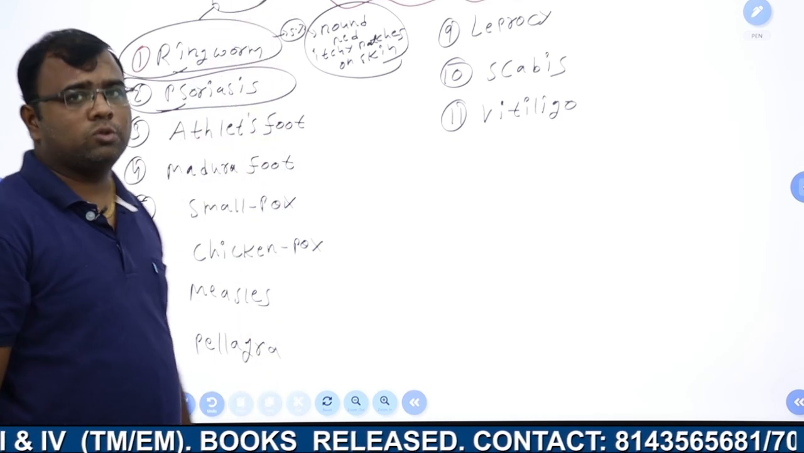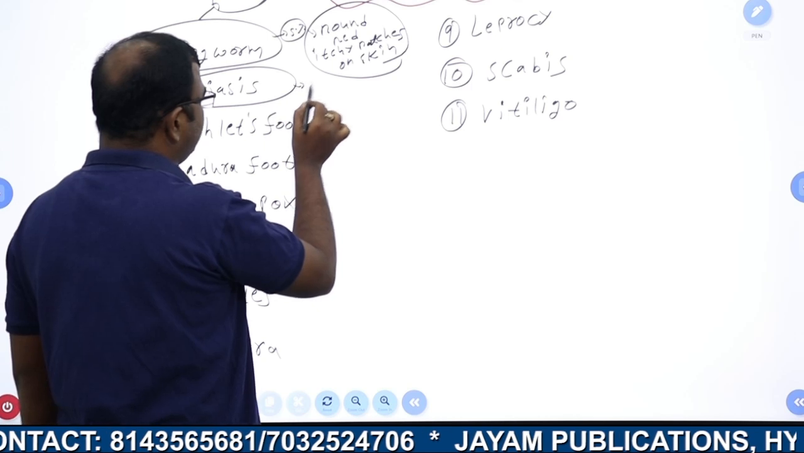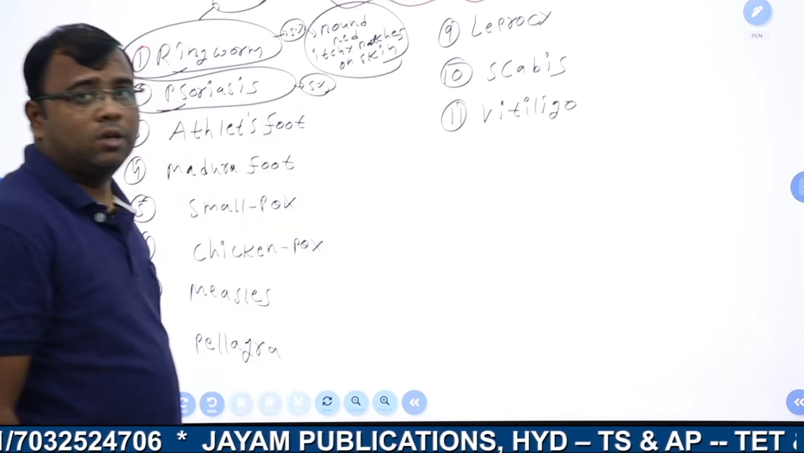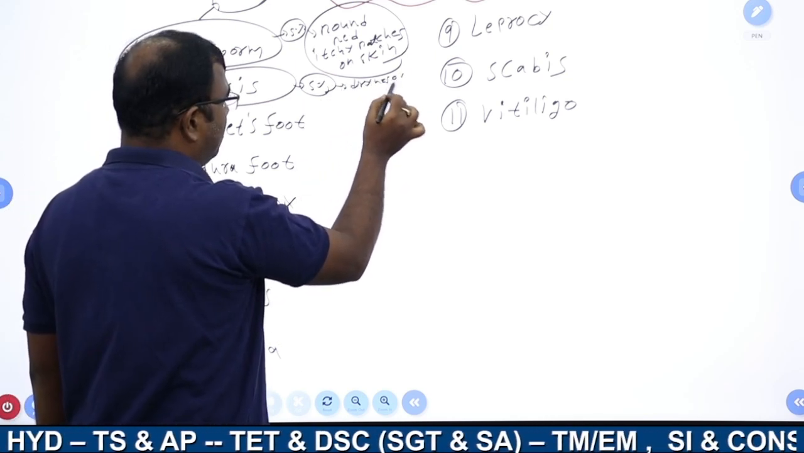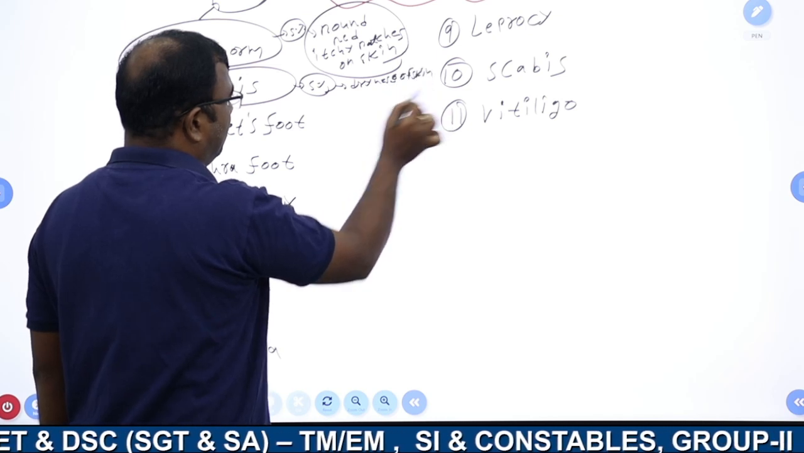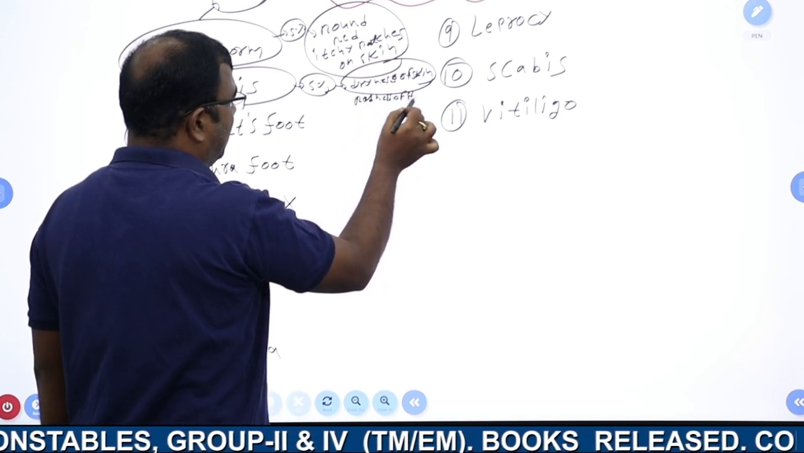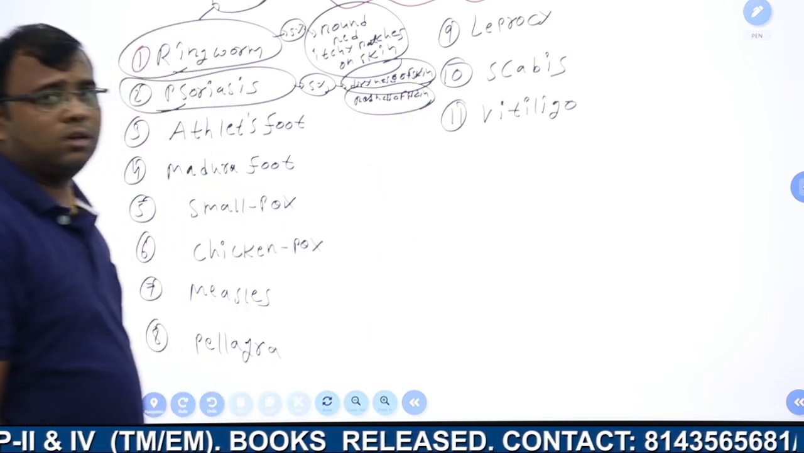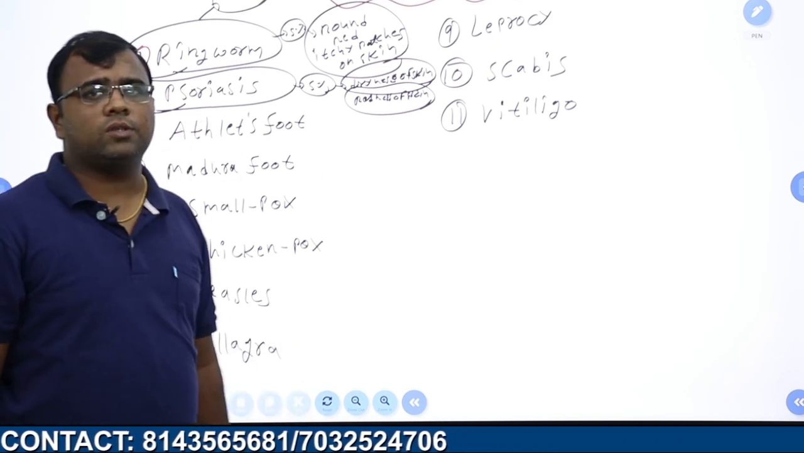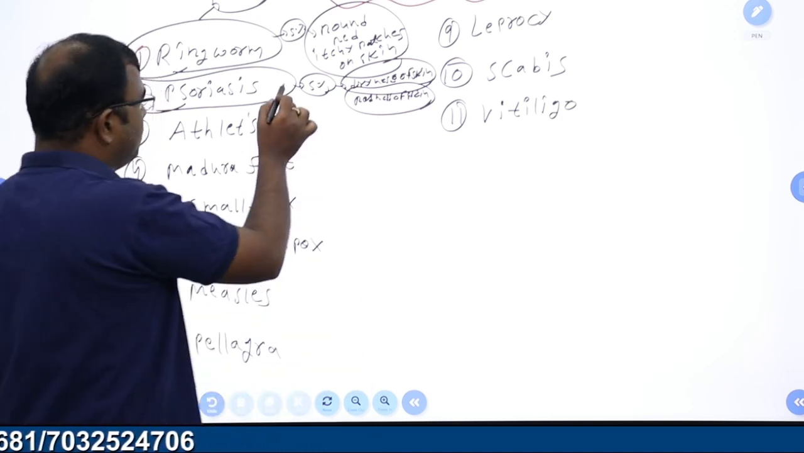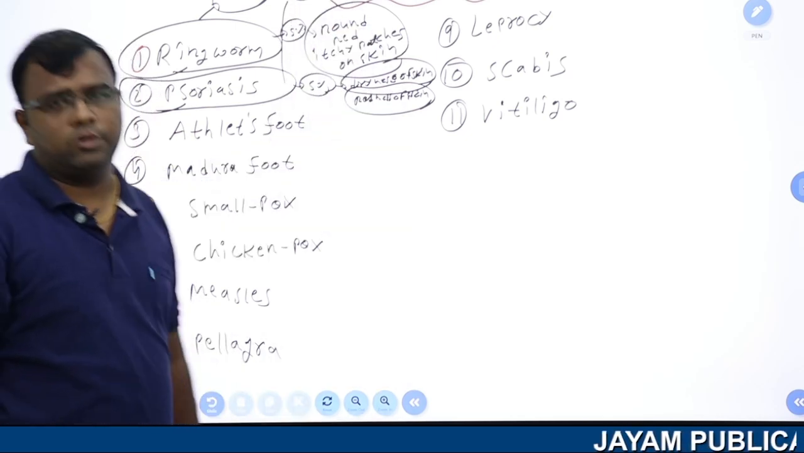The next disease is psoriasis. The main symptoms of psoriasis are dryness of skin and redness of skin. Is psoriasis a communicable disease or not? Psoriasis is not a communicable disease.